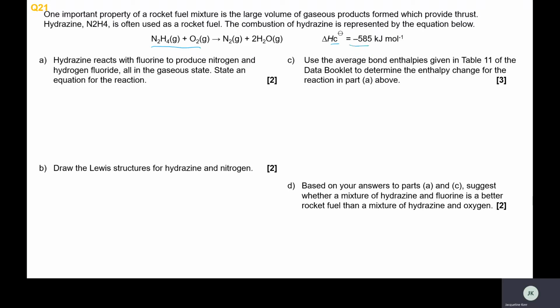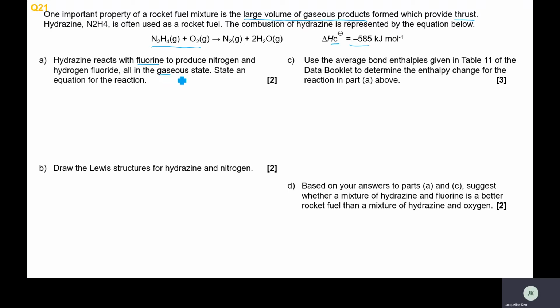We can see that it's exothermic, so of course, because it's a fuel, we want to give out heat, we want to create gaseous products, a large volume of gas. That provides the thrust that actually pushes your rocket. So that's why it's a useful fuel. Now, the first part of the question asks, what happens if hydrazine reacts with fluorine instead? So a different reaction, instead of oxygen.